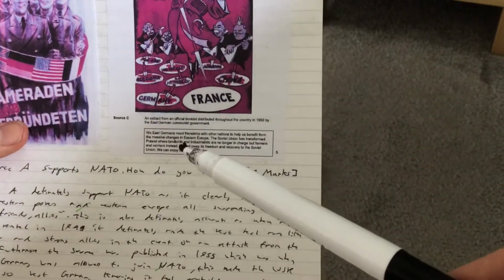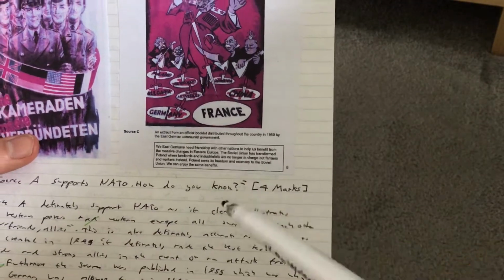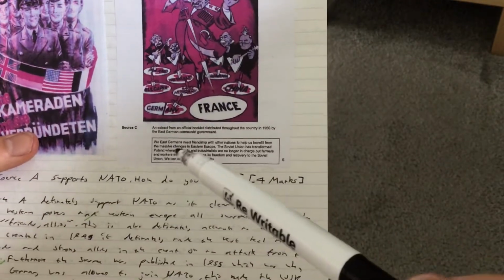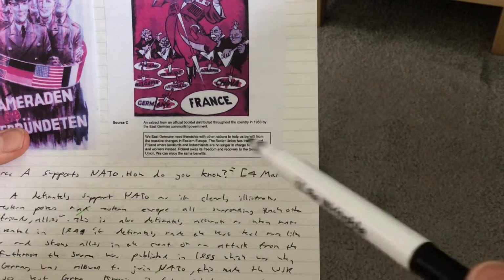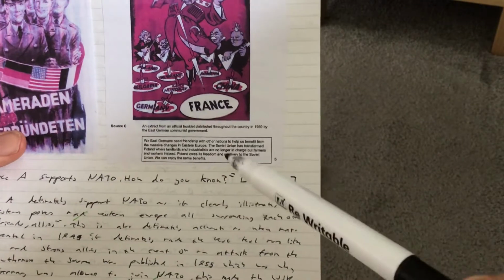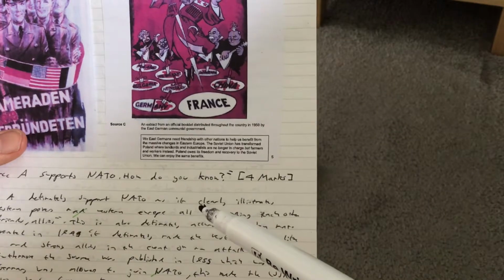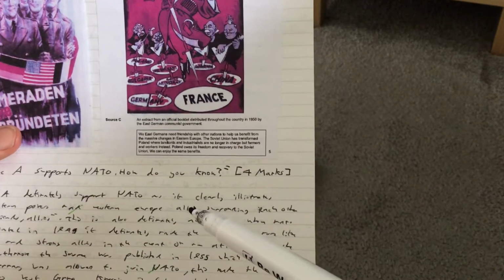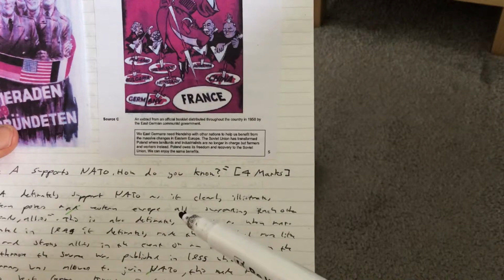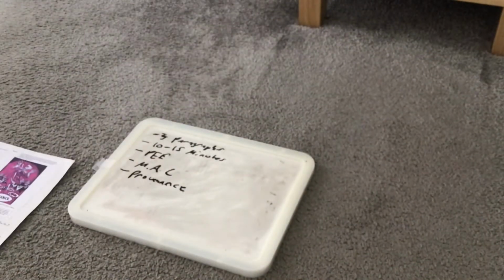And then source C is an extract from an East German, so of course a communist, about how we East Germans need friendship with other nations to help us benefit from the massive change in Eastern Europe. The Soviet Union has transformed Poland, where landlords and industrialists are no longer in charge, but farmers and workers instead. Poland owes its freedom to the Soviet Union, and we can enjoy the same benefits. So straight away, they are definitely both useful to an extent.